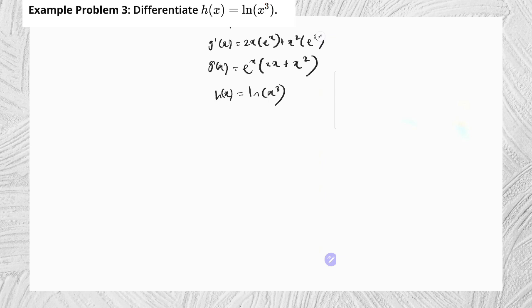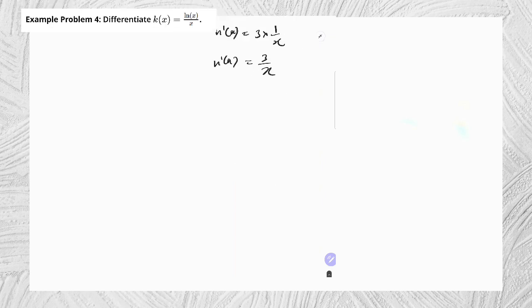We know that based on the rule of logs, the 3 will come down to the front, and that will be 3 ln x. So once we have it in that form, when we differentiate h of x, we bring out 3 since it's a constant, and ln x will become 1 over x. So our final answer will be 3 divided by x.